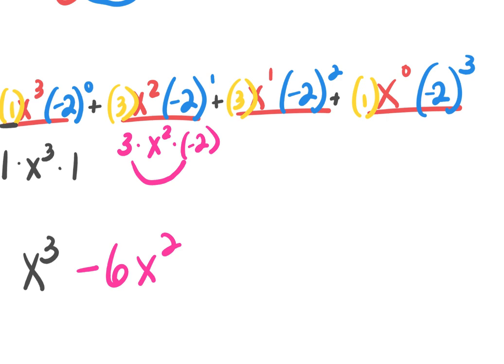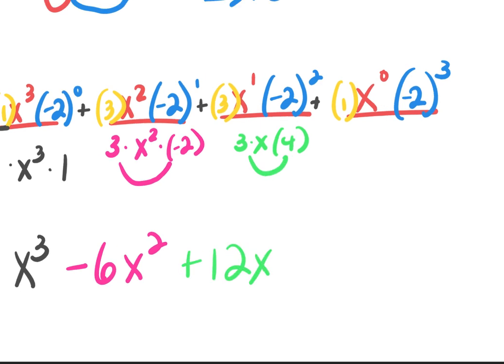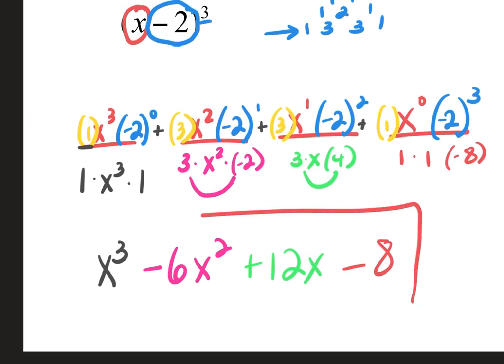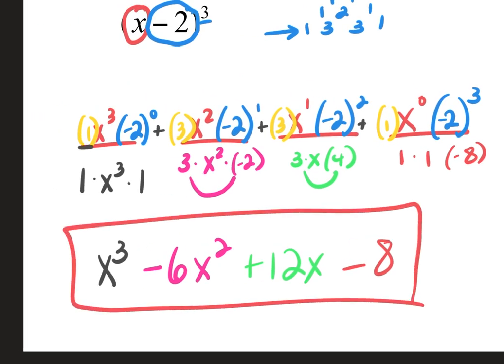Then I go to the next one. 3 times x to the first times negative 2 squared, which becomes 4. And that's a positive 12x. And then I go to the last one. 1. X to the 0 is 1. Negative 2 to the third is negative 8. Minus 8. This is my expanded binomial.